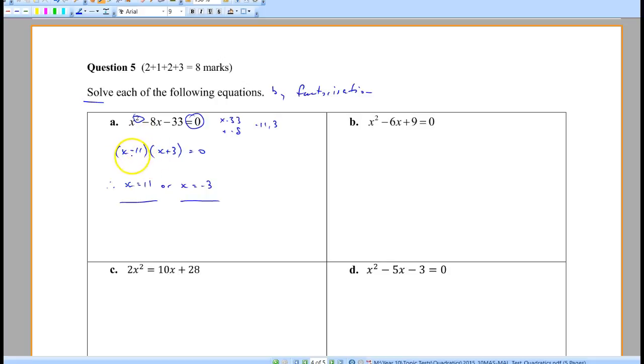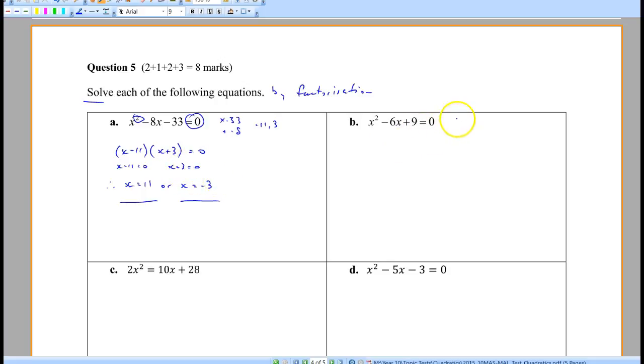The logic there: we make each of these equal to 0. When you solve x minus 11 equals 0, you get x equals 11, adding 11 to both sides or moving the 11 across. And likewise with this, x plus 3 equals 0, you get x equals minus 3.